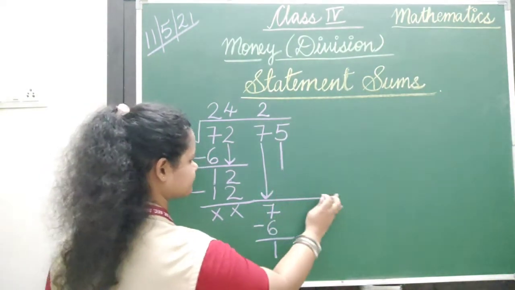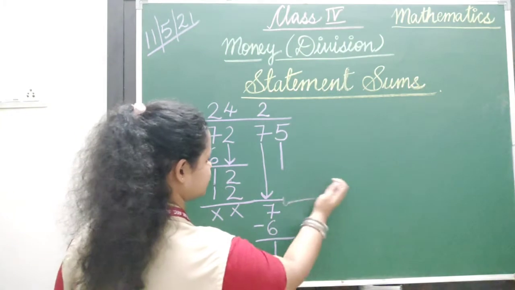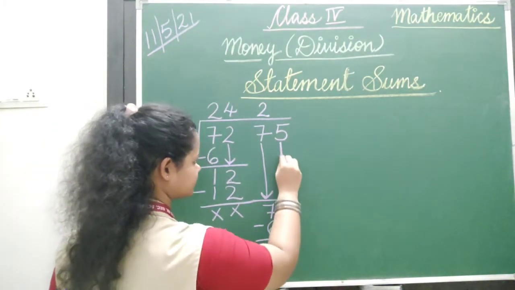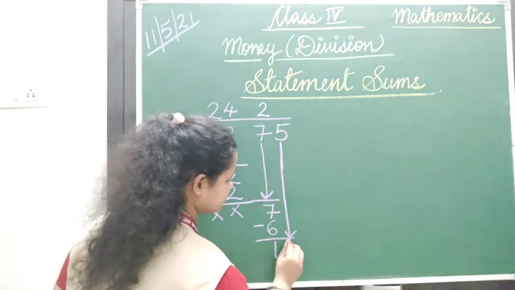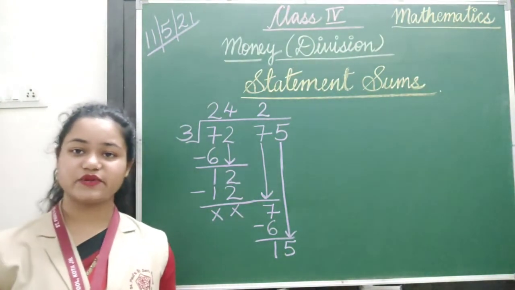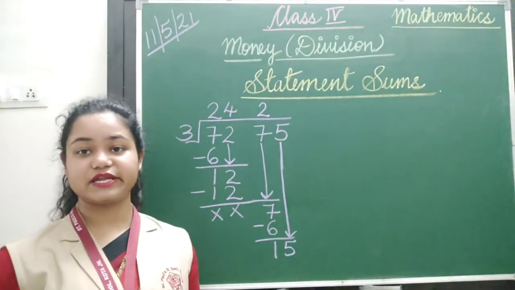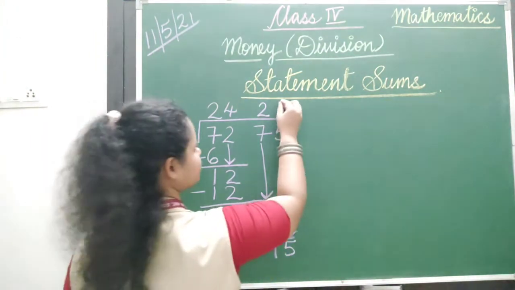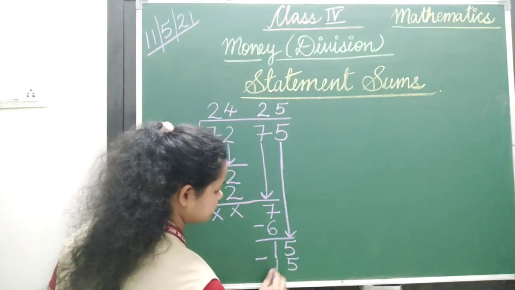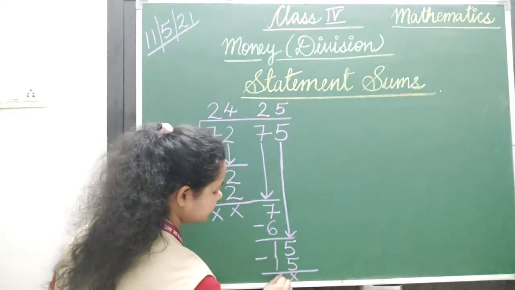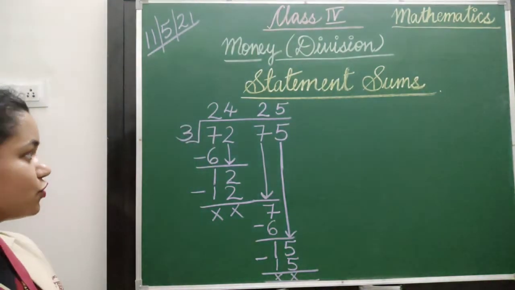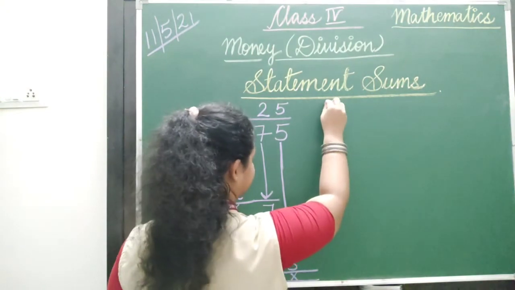Now here, take this till here only. Okay. So 7. Now here, this is 5. So 15. So 3 ones are 3, 3 twos are 6, 3 threes are 9, 3 fours are 12, 3 fives are 15. So here 3 fives are 15. Subtract. Answer is 0. 15 minus 15 is 0. Understood?